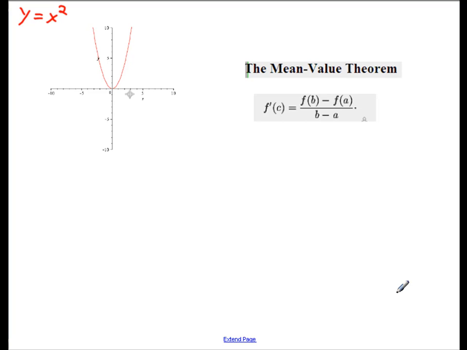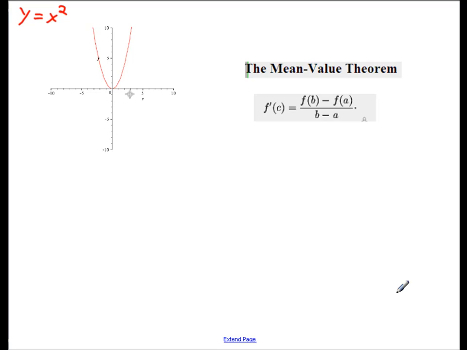So in this video we're going to look at the mean value theorem for derivatives. As I have written here on the right, the mean value theorem states that f prime of c will equal f of b minus f of a over b minus a.